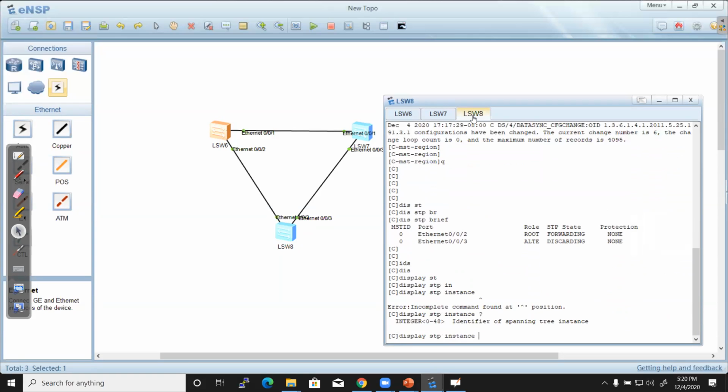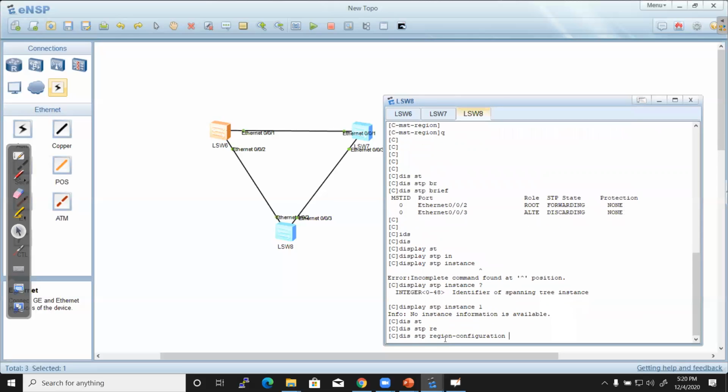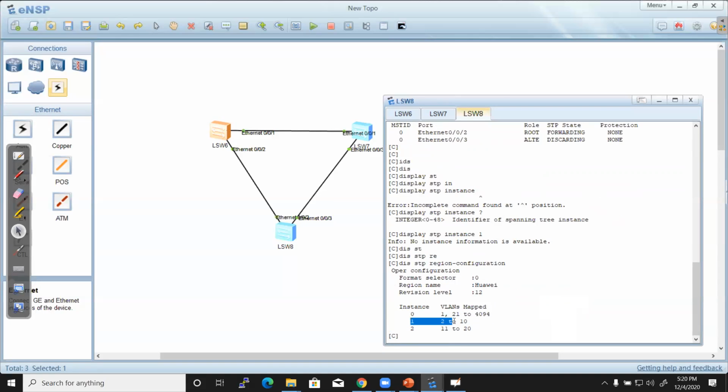Okay, what other can I put? Any instance number? No instance information. So we cannot see the results in the simulator because we have done it 2 times, but it says no instance information is available. Although we can see display STP region configurations. We have created instances, and it shows the mapping of the instances with VLANs, but still it says there is no information related to instances.